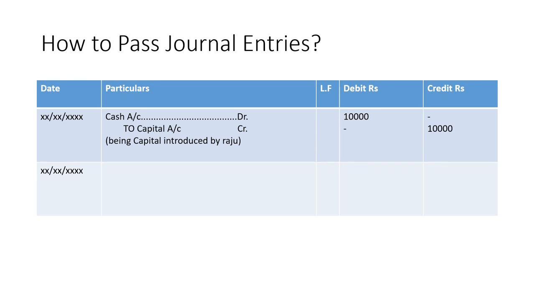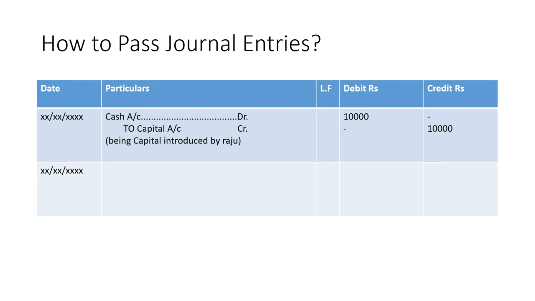Now the third line, that starts with being, is nothing but narration. Narration simply means whatever is happening in the above entry, you write there. Here, as per my understanding, capital is introduced by Raju, so I'm writing being capital introduced by Raju. I can also write being cash paid into the business, or being Raju brought capital in the business. I can write anything I like, whatever I understand by the above transaction. That is not important.